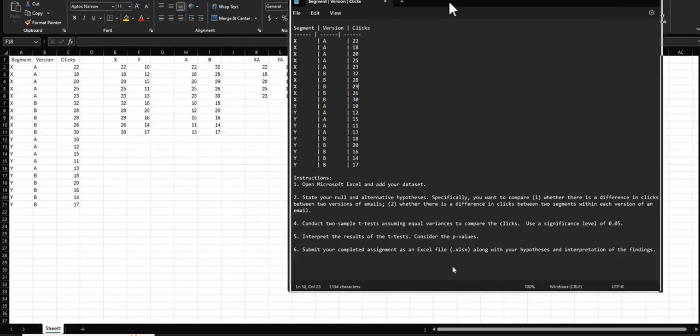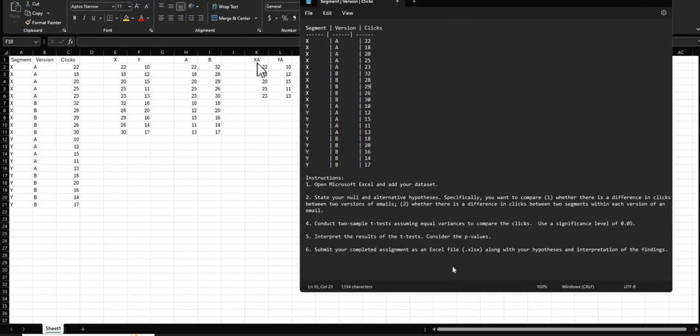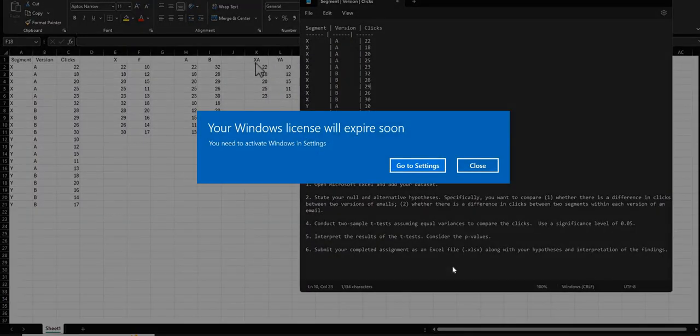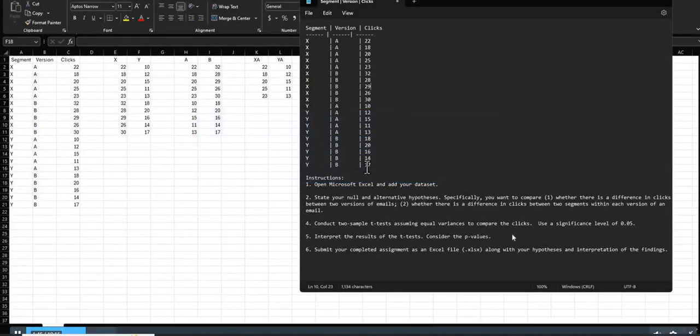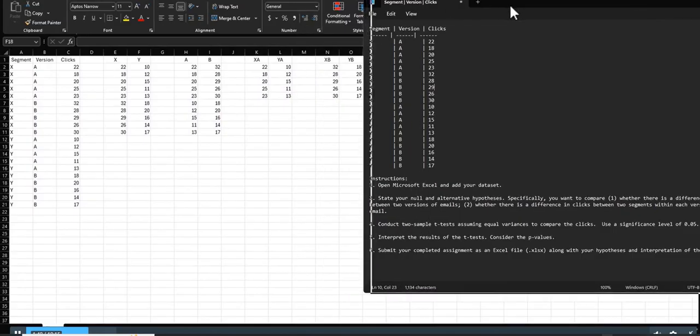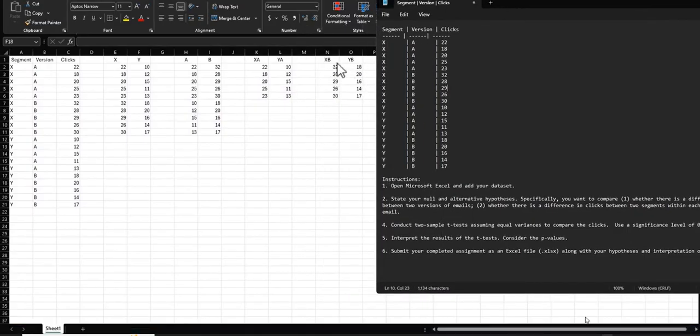And then we have our other things over here, which is XA and YA. We're going to look at differences between the values in XA, so just these 5 values up here, and YA, to see if the same email across the two segments is significantly different. And then the same for XB, so the B version: is it different across those two segments? That should be enough information to give us what we need.